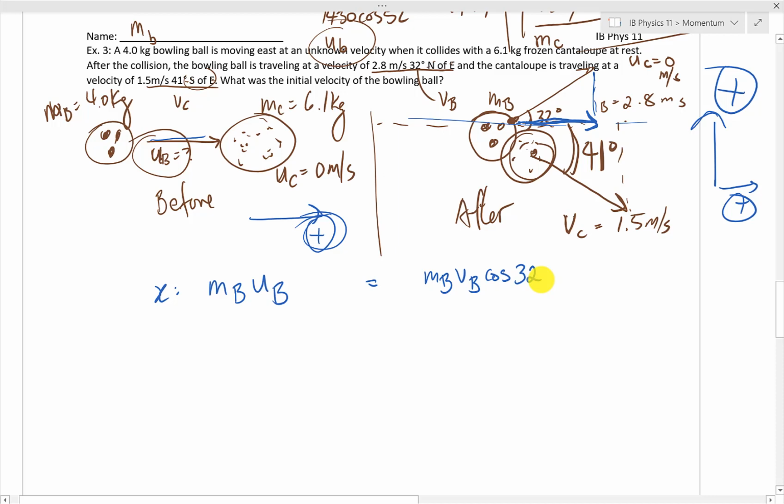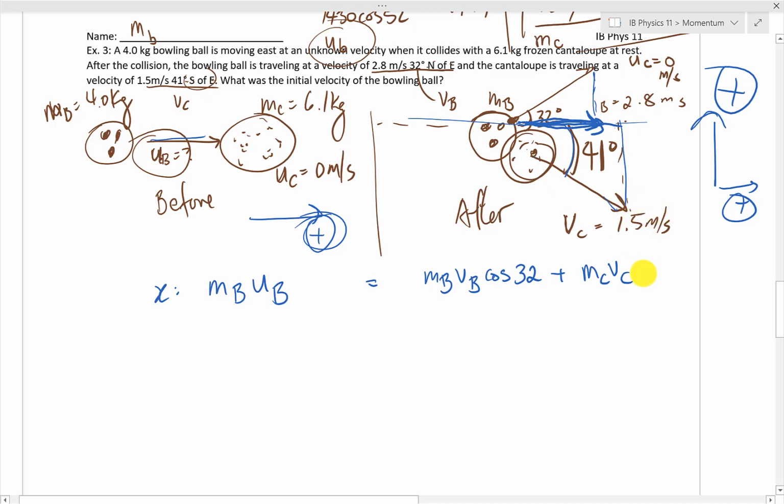Same thing with the cantaloupe. The cantaloupe is also going off at a diagonal, meaning it will have a horizontal x component. And we need to add this one because it's also going east. So that's the mass of our cantaloupe times its final velocity. This side of our right triangle here is also adjacent to this 41 degrees.